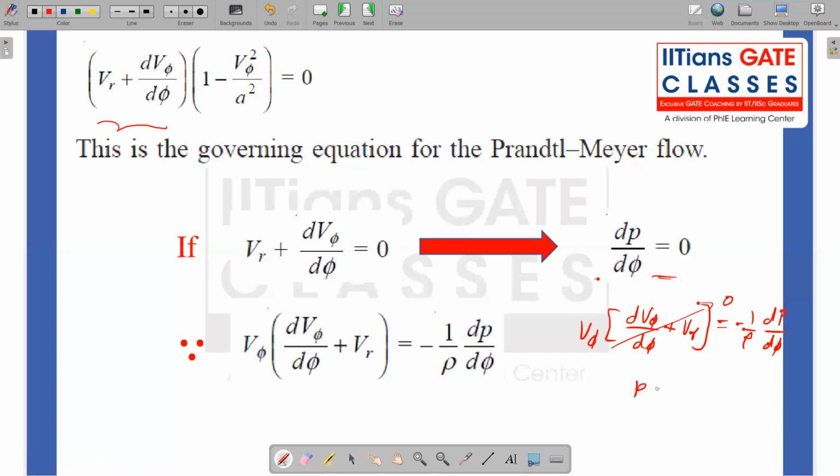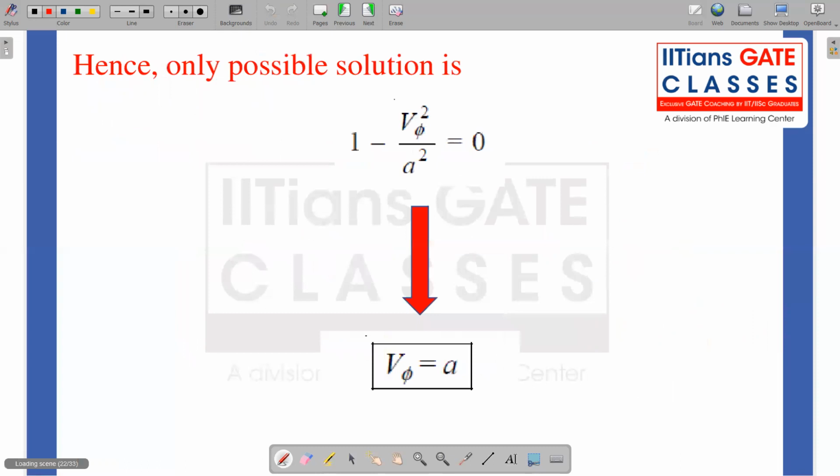But that is not valid, right? P is actually varying in the phi direction, right? It's a function of both density and the phi direction. So this is actually not a valid reason. That means if this equation is to be valid, the only possible solution is for this term to become 0. What happens if that term becomes 0? 1 minus v phi square by a square equal to 0. So that results in v phi equal to a.